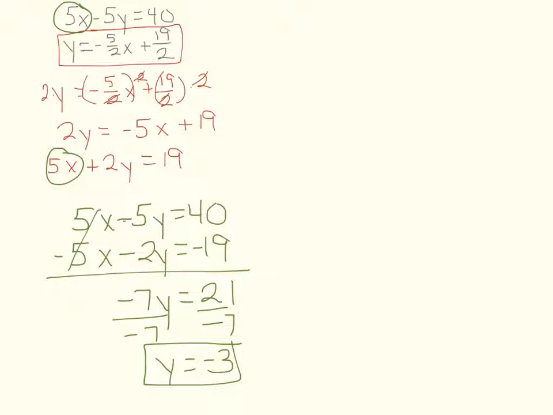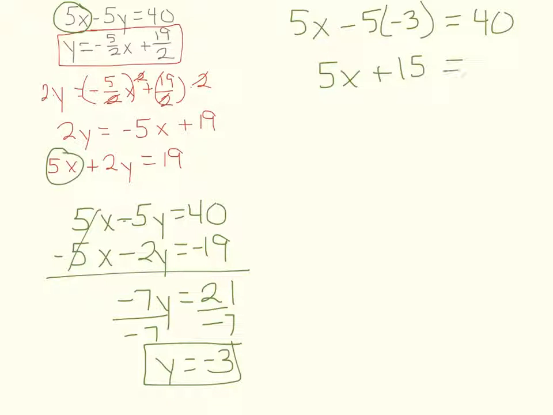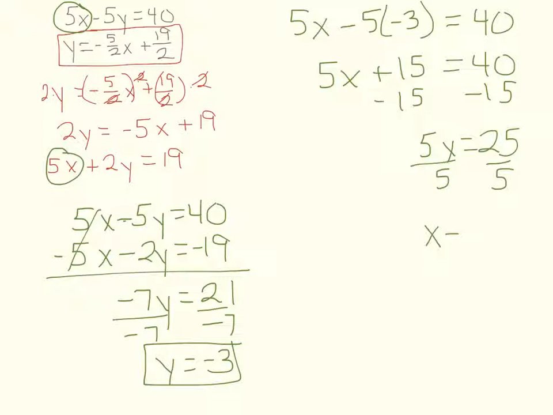Okay, now we need to pick one of the original ones to solve for x. I would go back to the one that didn't have fractions. Plug y in, so 5x minus 5 instead of y, we'll put negative 3 equals 40. So 5x plus 15 equals 40. Subtract 15. 5x equals 25. Divide by 5. X equals 5.